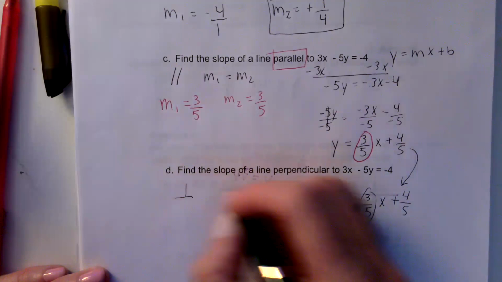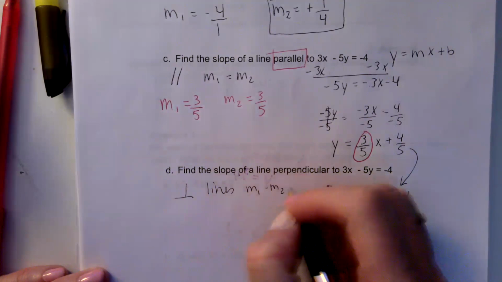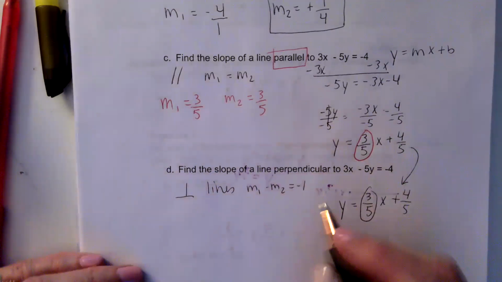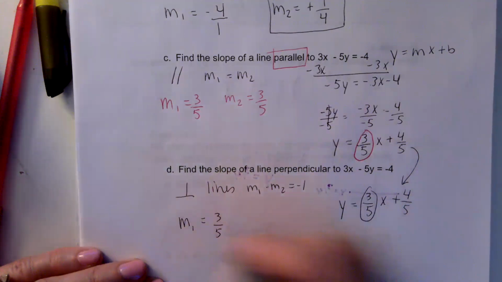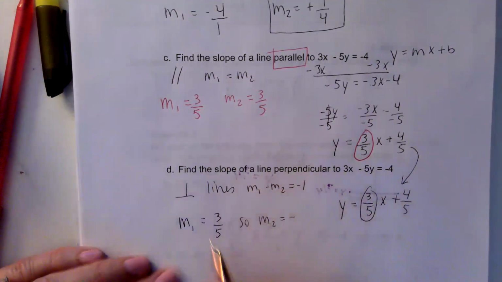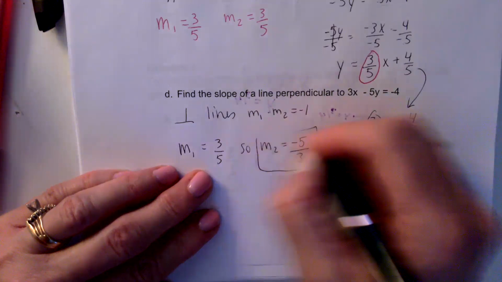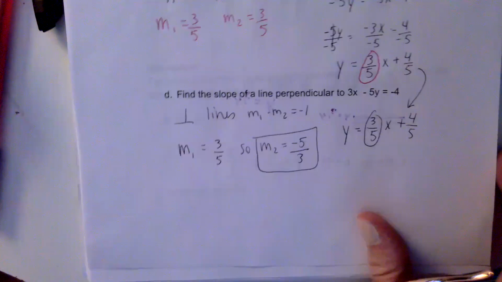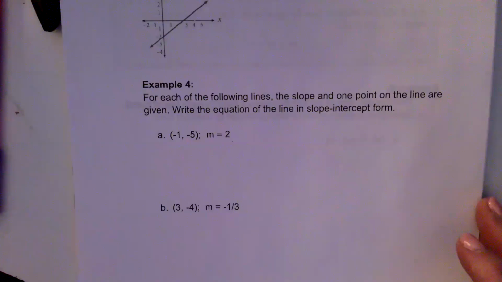So perpendicular slopes, or perpendicular lines, mean that m1 times m2 equals negative 1. We know that's true. And we know that m1 is 3 over 5. So m2 is negative because it's always the opposite sign and the reciprocal. So it's negative 5/3. Okay, so we're getting good at moving equations around.